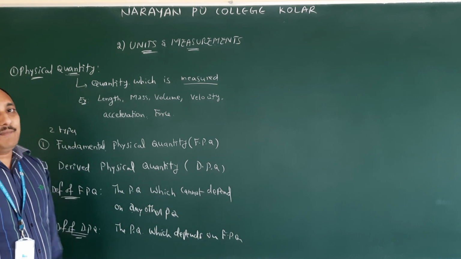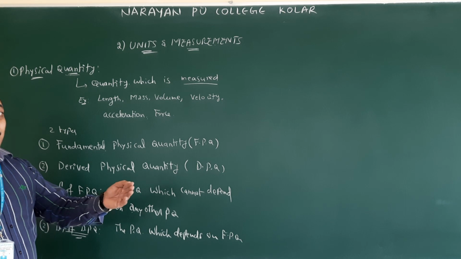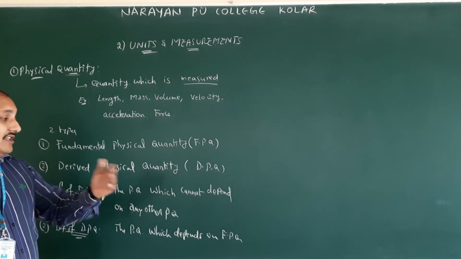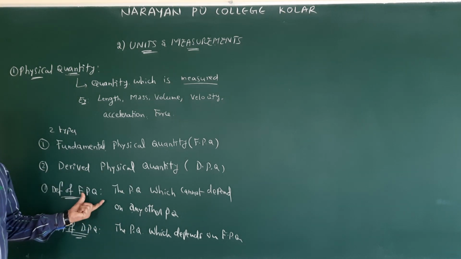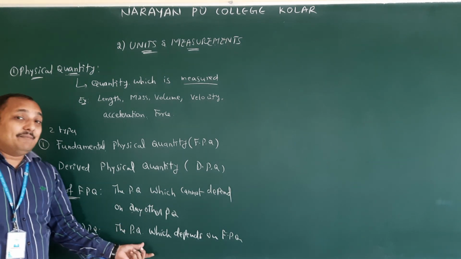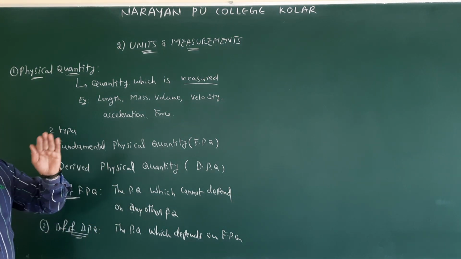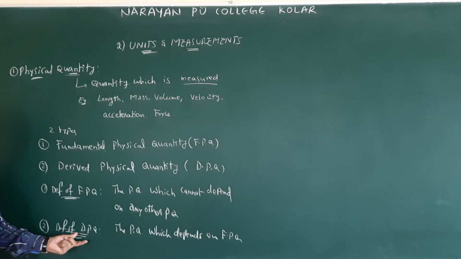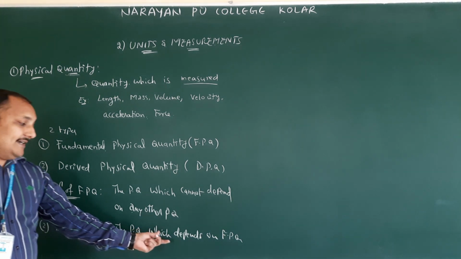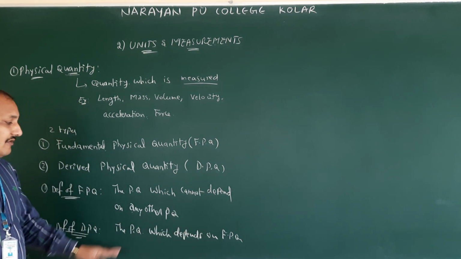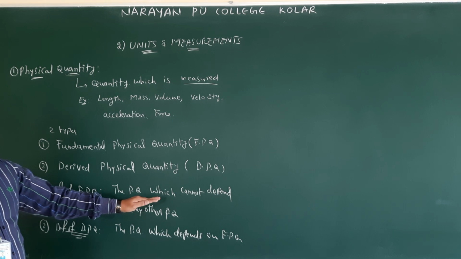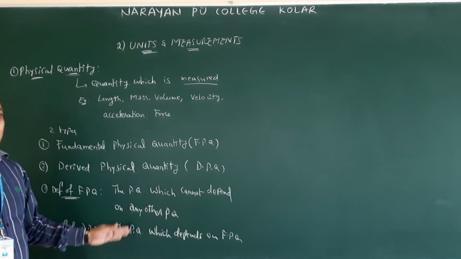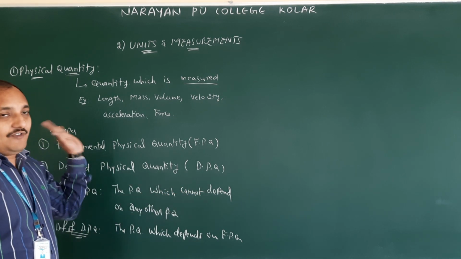So in your home, your parents are there. Your parents are not depending on any other. Therefore, your parents we are calling fundamental physical quantities. You will be depending on your parents. Therefore, you are dependents, so you are called a derived physical quantity. Now I gave the definition. I hope all of you understood. So if it depends, it is derived; if it does not depend, it is fundamental.